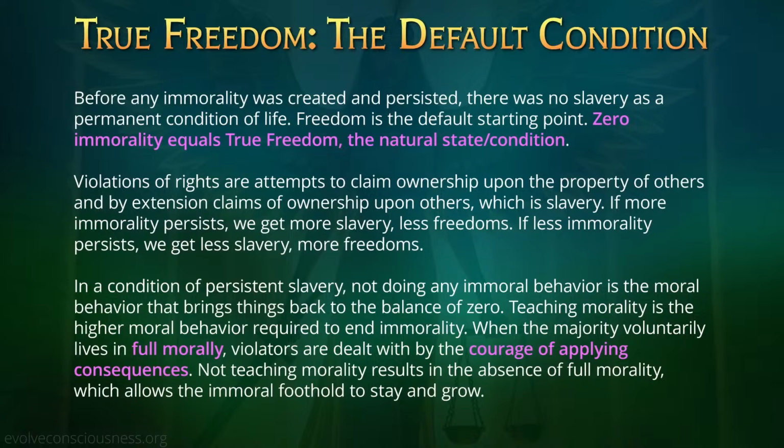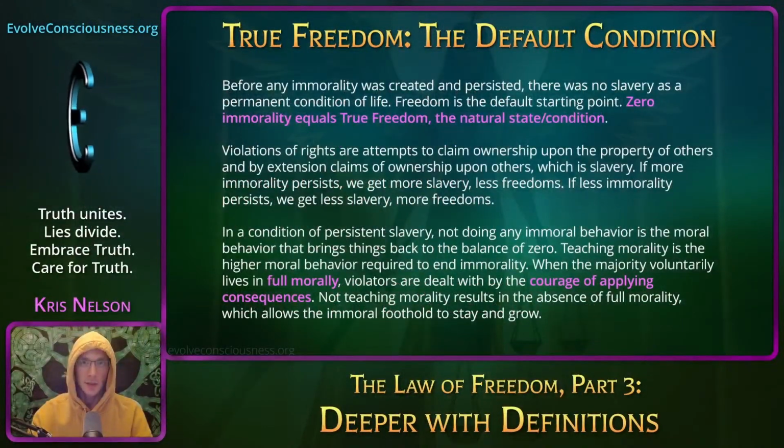Violations of rights are attempts to claim ownership upon the property of others, and by extension, claims of ownership upon others, which is slavery. If more immorality persists, we get more slavery, less freedoms. If less immorality persists, we get less slavery, more freedoms. In a condition of persistent slavery, not doing any immoral behavior is the moral behavior that brings things back to the balance of zero.